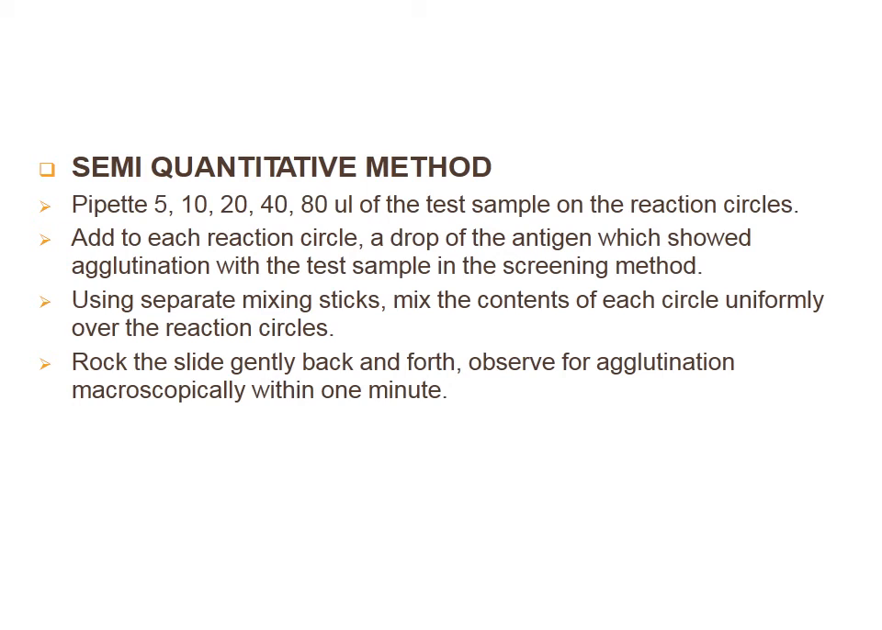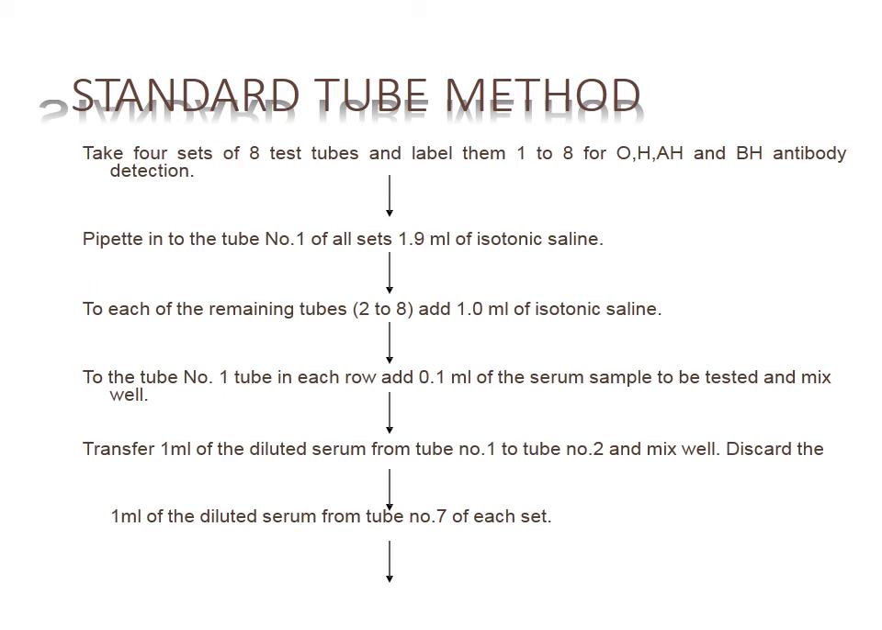In the semi-quantitative method, you are taking a definite quantity of the test sample on the reaction circles and adding to each reaction circle a drop of the antigen which showed agglutination with the test sample in the screening method. Using separate mixing sticks, mix the contents of each circle uniformly and rock the slide gently back and forth. Observe for agglutination macroscopically within 1 minute.